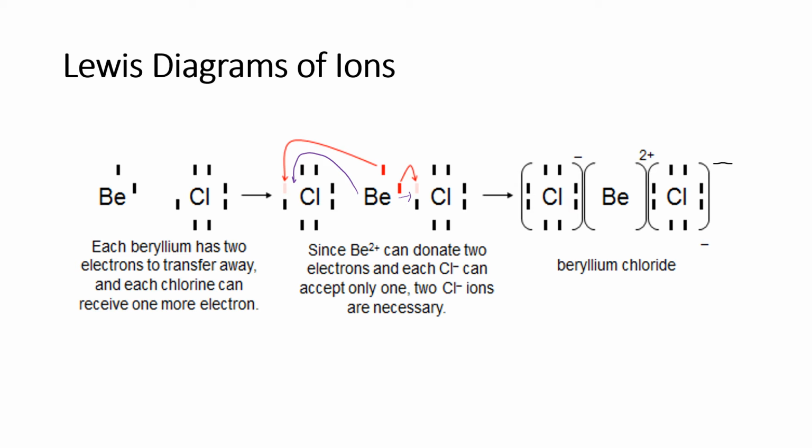Square brackets around it to show that we are showing the Lewis diagram of the ion, and then it has a charge of +2 because it lost 2 electrons. Beryllium chloride: the chlorines each have 8 electrons in their valence shell because they now have full valence shells, and then they've got a -1 charge each.